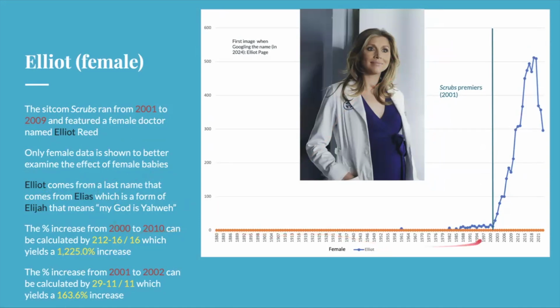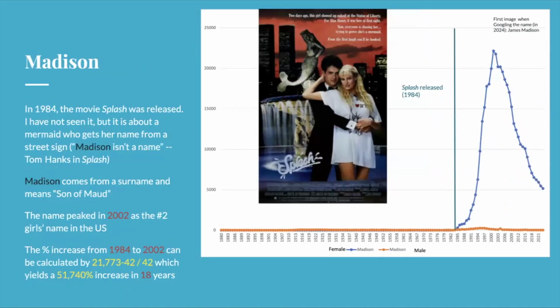And so the show started in 2001. So if we look at the year before, a percent increase from 2000 to 2010 yields a 1,225% increase. And in just the first year of the show, from 2001 to 2002, there was a 163.6% increase. And I mean, obviously, Elliot's much more common as a masculine name. I'm guessing that Elliot Reed definitely has something to do with this sharper increase in the number of girls named Elliot.